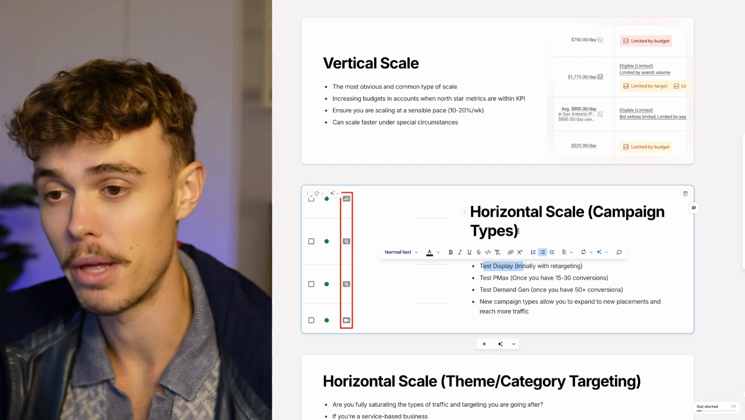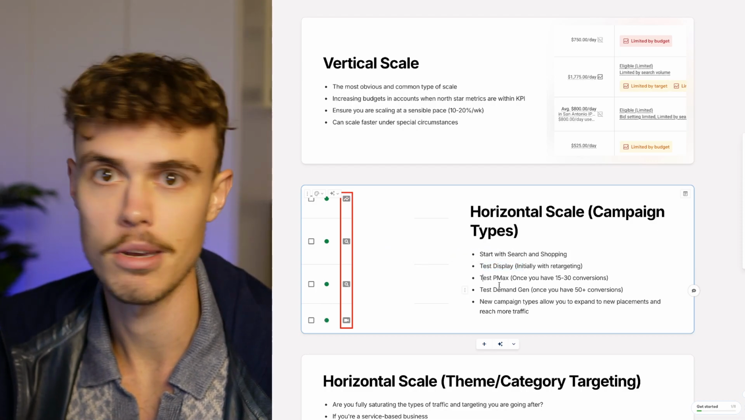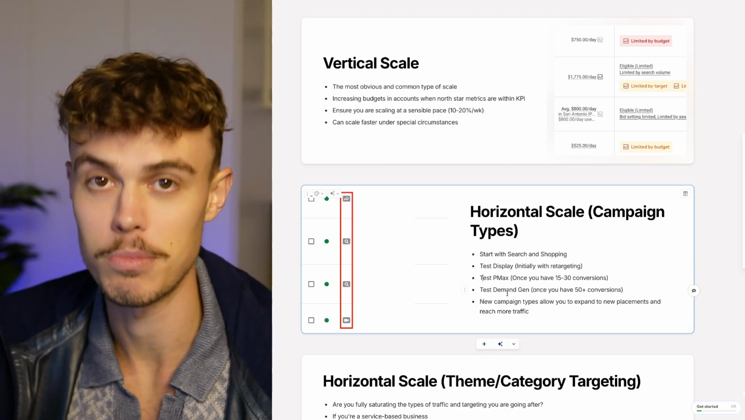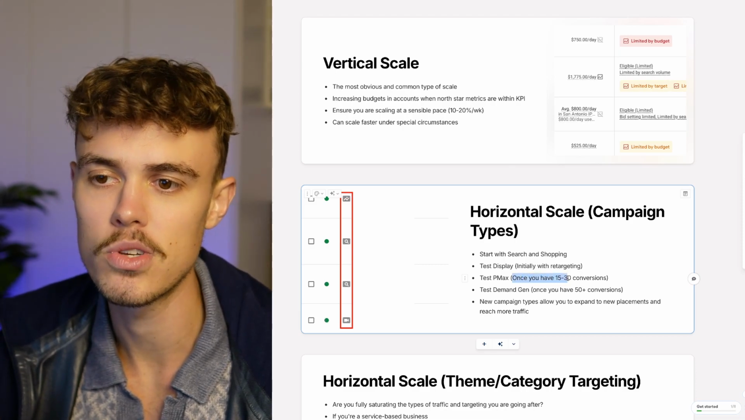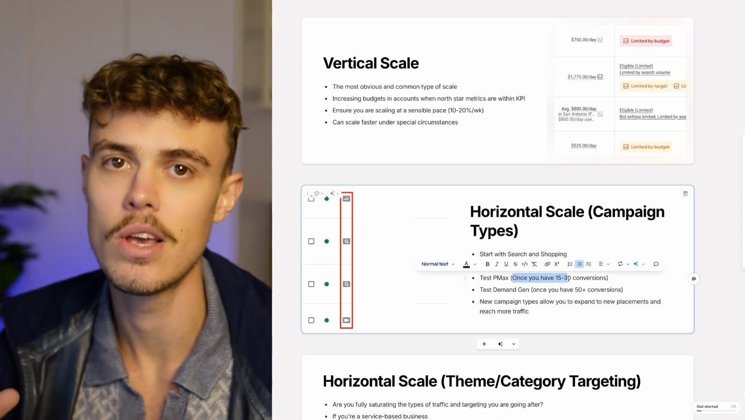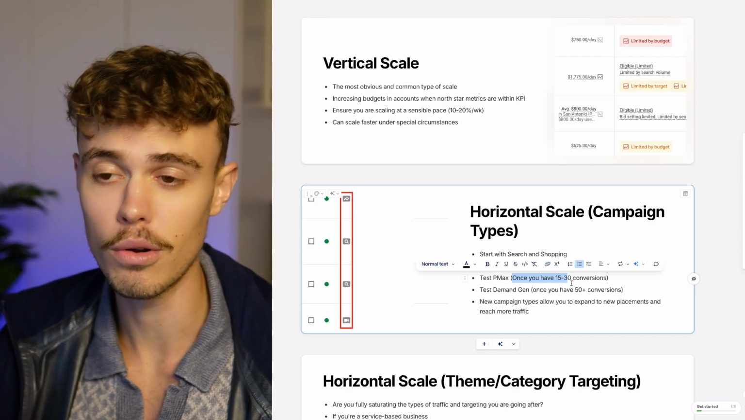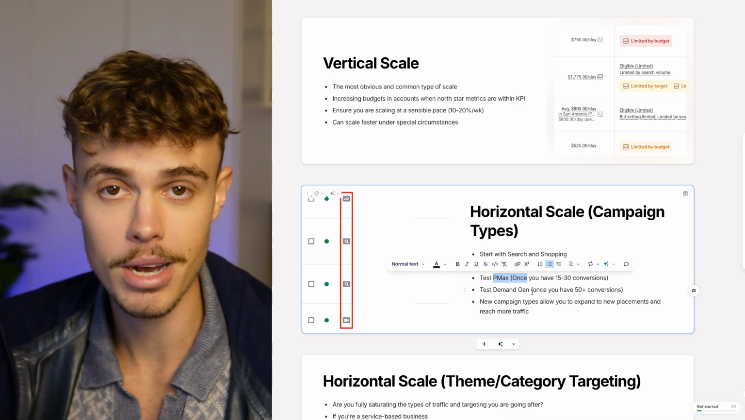Then after you've tested display, you also want to test PMax. So PMax has display placements along with some additional placements too, some YouTube stuff, and basically just placements everywhere all over Google's network. And you want to be trying out PMax once you have sort of 15 to 30 conversions, once you have a good amount of data to inform the algorithm and tell Google exactly what to look for. And that is another way that you can expand horizontally by introducing a PMax campaign.